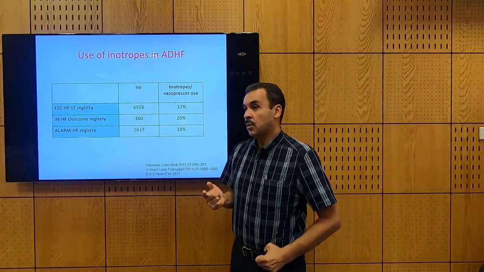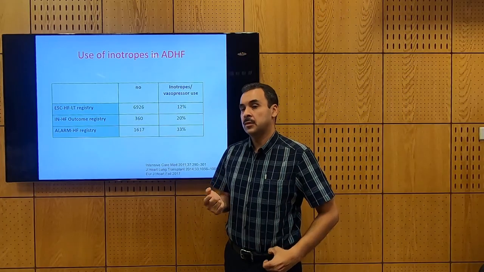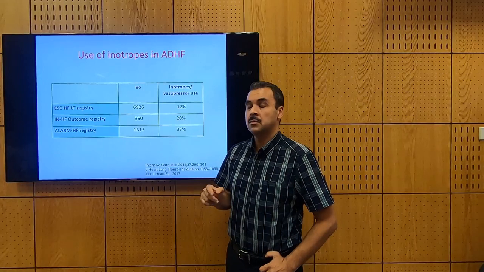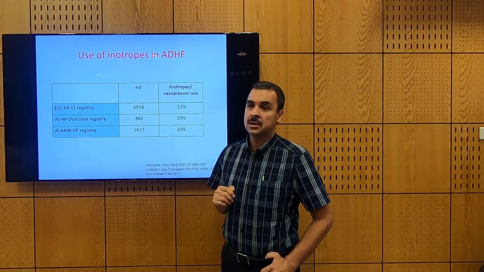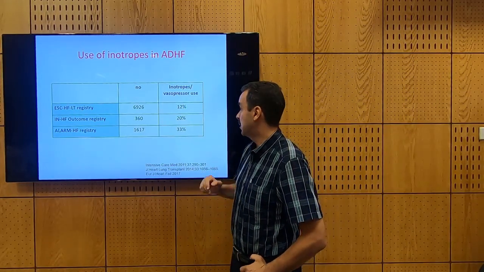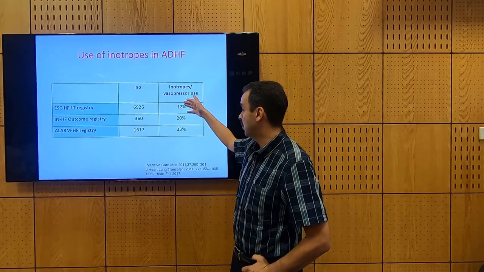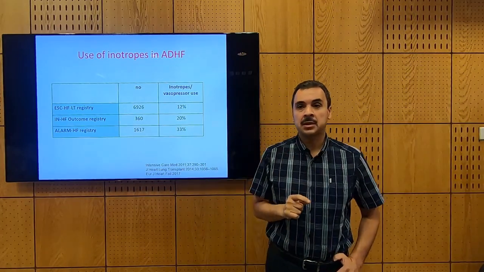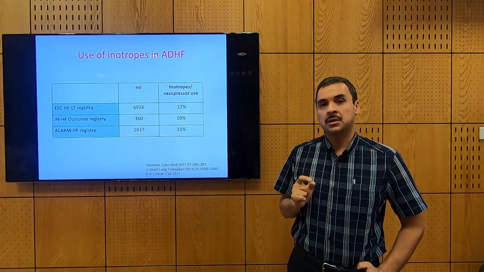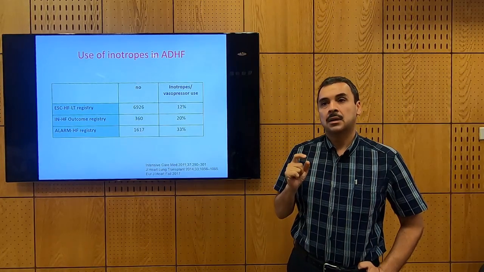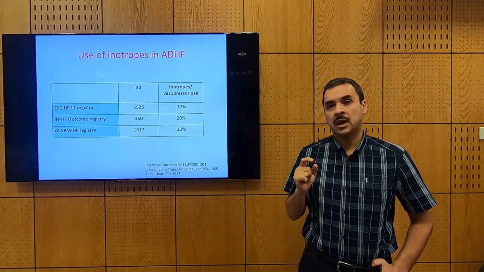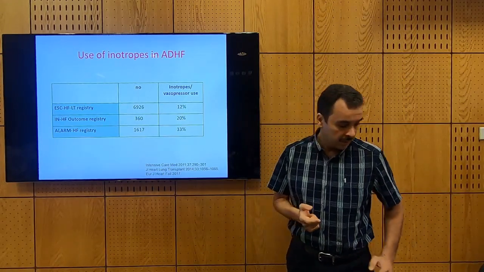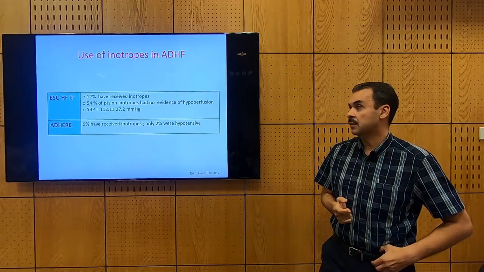Data from real-world registries related to the use of inotropes in patients with acute decompensated heart failure tell us that we use them in about 10% of patients. It ranges between 12% up to 33%. And the paradox here is that the minority of patients admitted with acute decompensated heart failure are in real hypoperfusion or hypotensive states. So there is an overuse of inotropes among patients with acute decompensated heart failure.